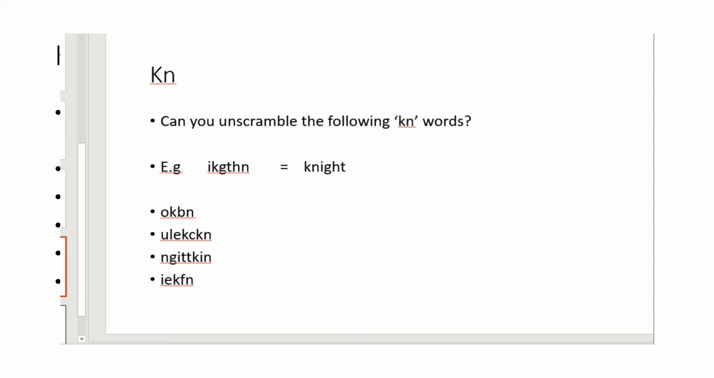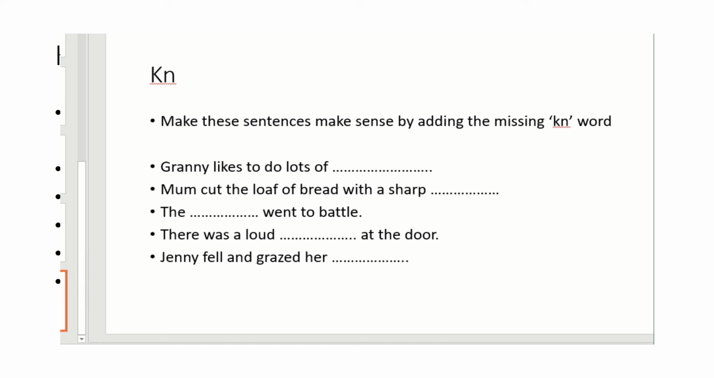Now then, can you unscramble the following N words? So if you look at my example, it's got six letters in it. And if you look at it, it goes to night. And then I have given you four other scrambled words. I wonder if you'll be able to work them out. I wonder if you can make up your own unscrambled words.